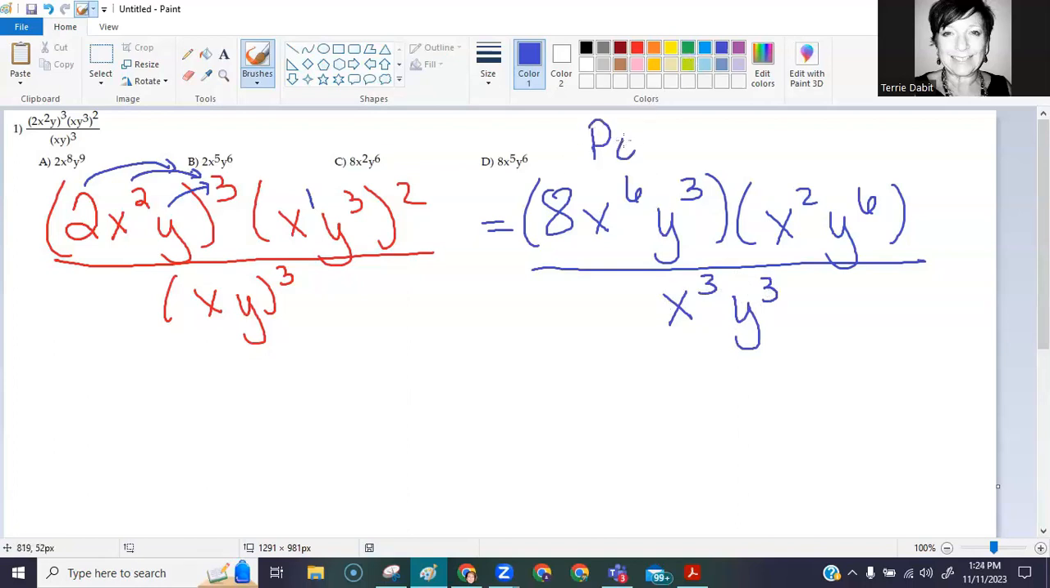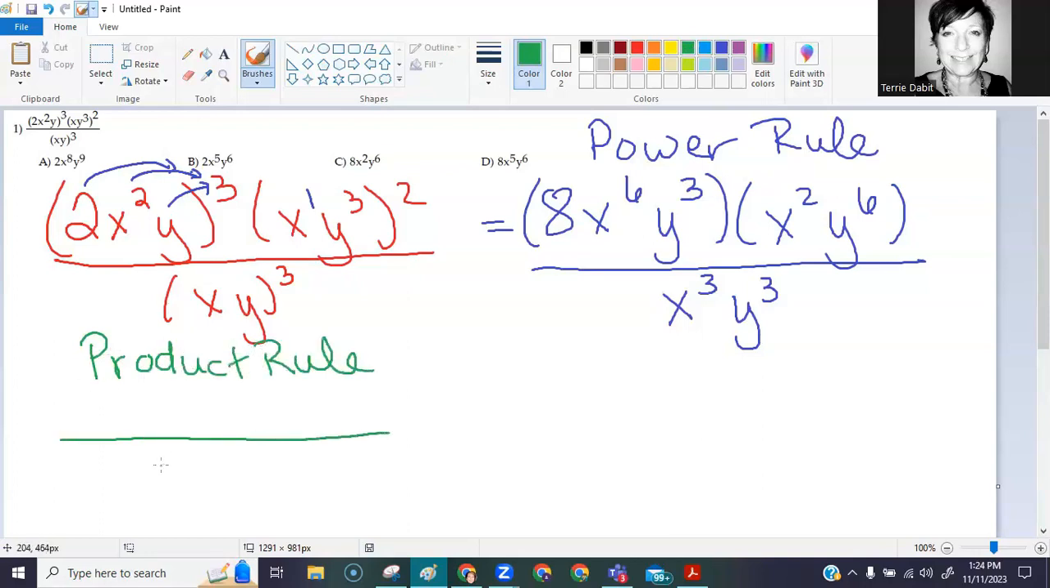What I did here was power rule. Next, we're going to use product rule on the top. My bottom will remain the same right now. And if I multiply on the top, you remember the product rule tells us to add the exponents. 8 times 1 is 8. I also have an x. 6 plus 2 is 8. And I also have a y. And 3 plus 6 is 9.